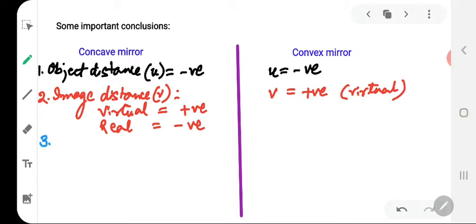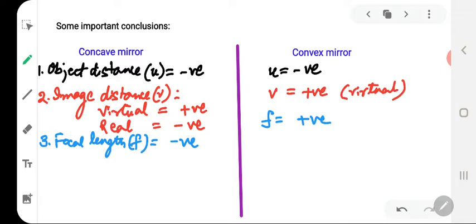The focus of a concave mirror is in front of the mirror on the left side. So the focal length of a concave mirror is negative. It is written with a minus sign. On the other hand, the focus of a convex mirror is behind the mirror on the right side. So the focal length of a convex mirror is positive. It is written with a plus sign.